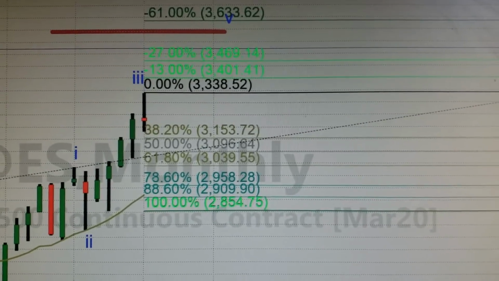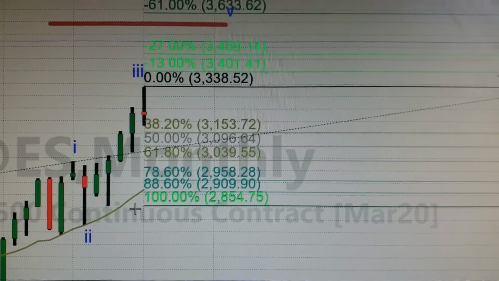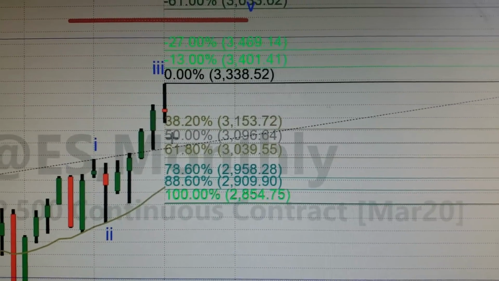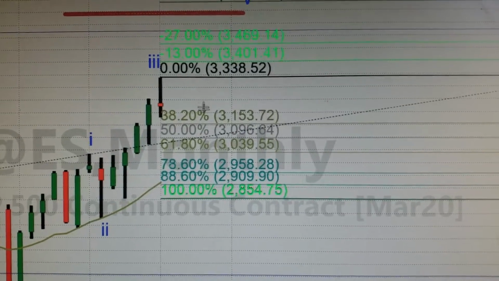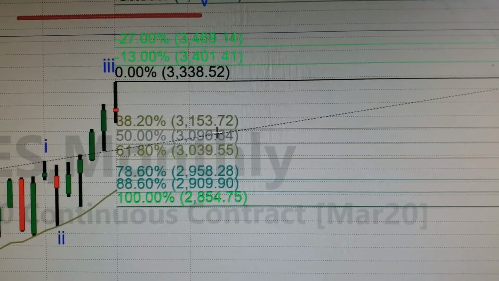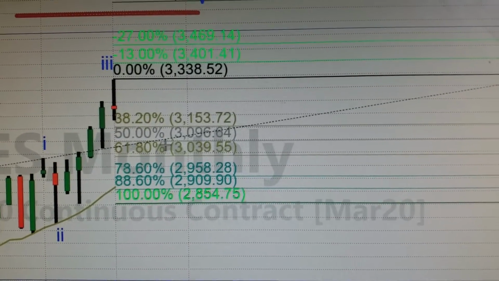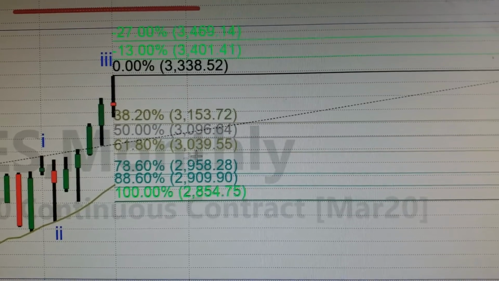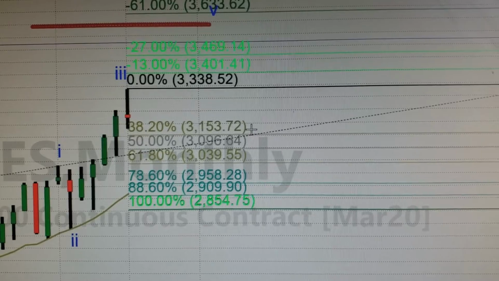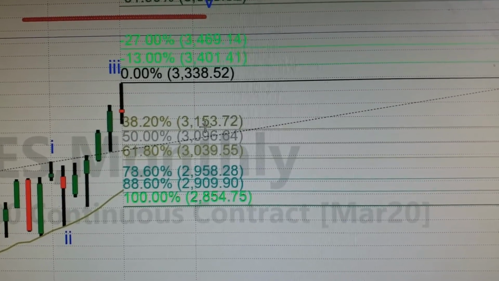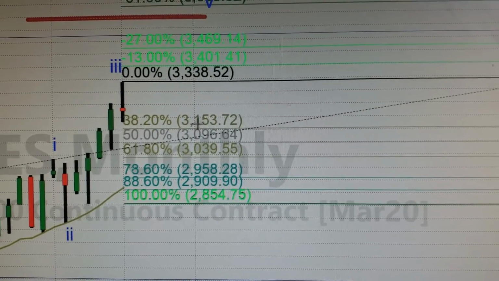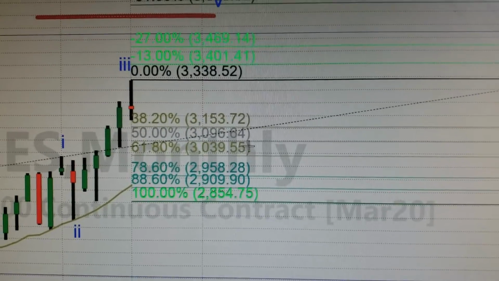Here's the same monthly chart with the Fibonacci retracement extensions from the low of the beginning of the wave 3 to the end of the wave 3. And here at 38.2, we have 3,153. At 50%, we have 3,096. And 61.8, we have 3,039. Wave 4s, as I've mentioned before, typically like to stop at 38.2 or the 50% area. So I'll concentrate on that area.